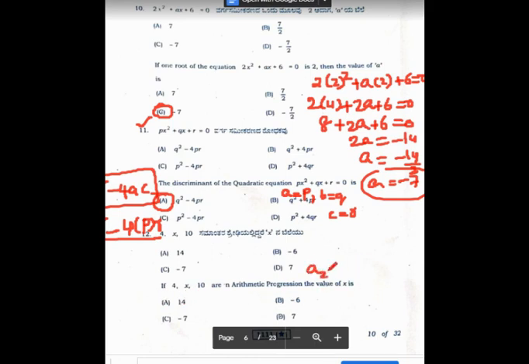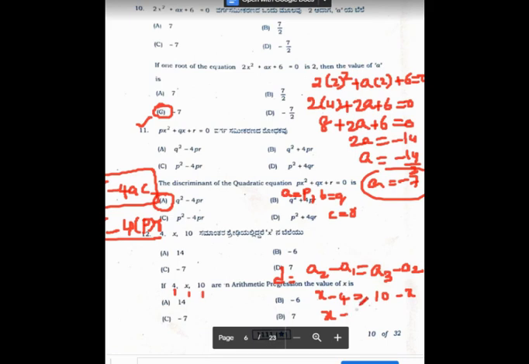That is, a2 minus a1 should be equal to a3 minus a2. Here 4 is a1, the first term, x is a2, the second term, and 10 is a3, the third term. We are going to replace these in the common difference. A2 is x, a1 is 4, which should also be the same as a3 is 10 and a2 is x.